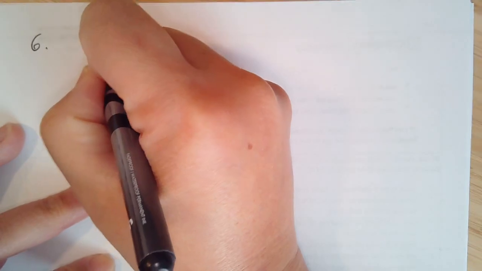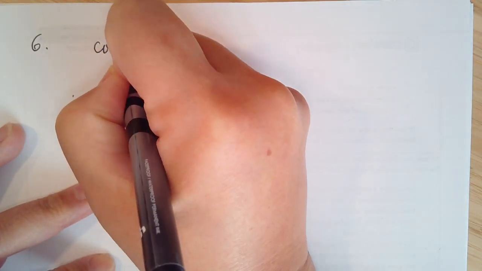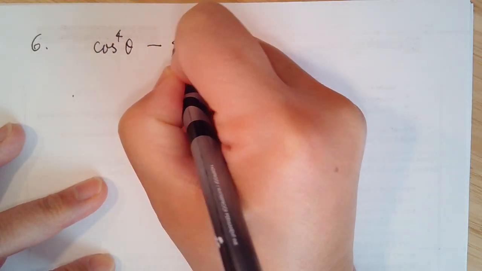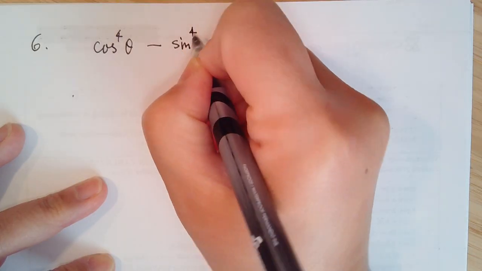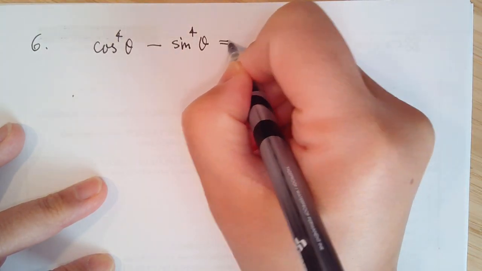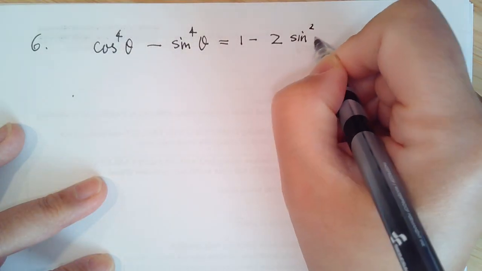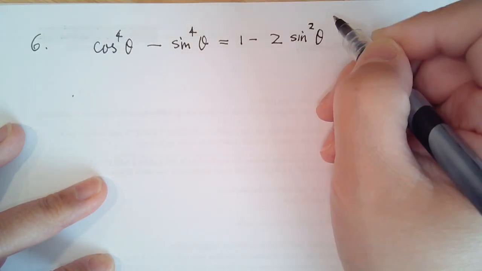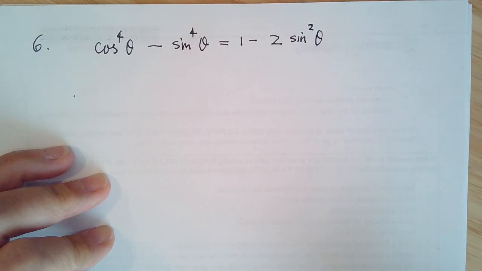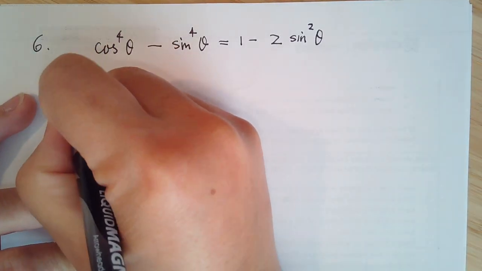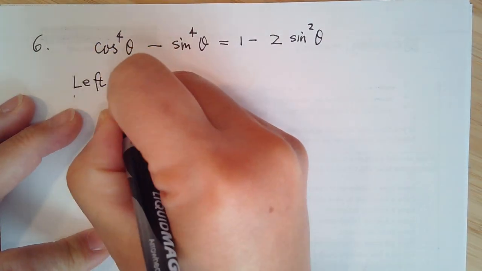Okay, number 6. Again, I asked you to verify this: cosine to the 4th theta minus sine to the 4th theta equals 1 minus 2 sine square theta. I want you to verify the left side equals the right side. So I start from the left side.